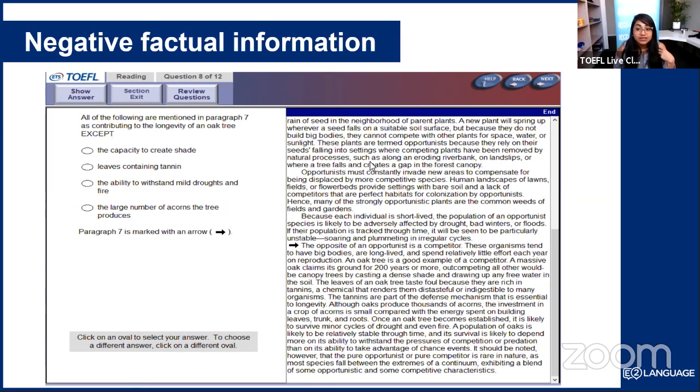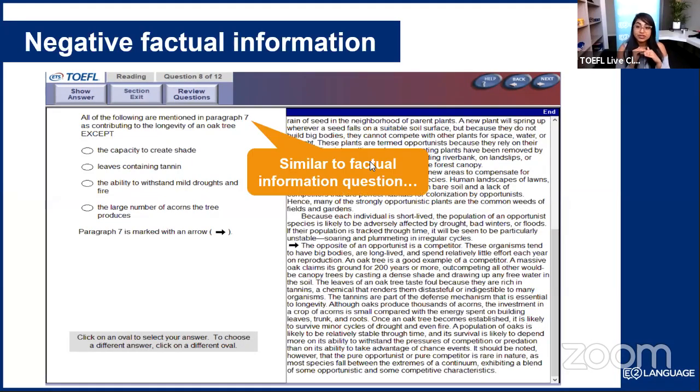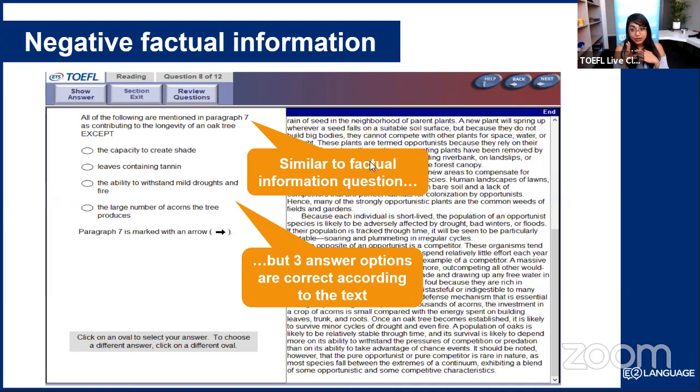Like I said, this is very similar to the factual information question, but this is where it's different. In factual information questions, 3 answer options are incorrect according to the information that's in the paragraph or the passage, right? In the negative factual information questions, 3 answer options are actually correct according to the text.